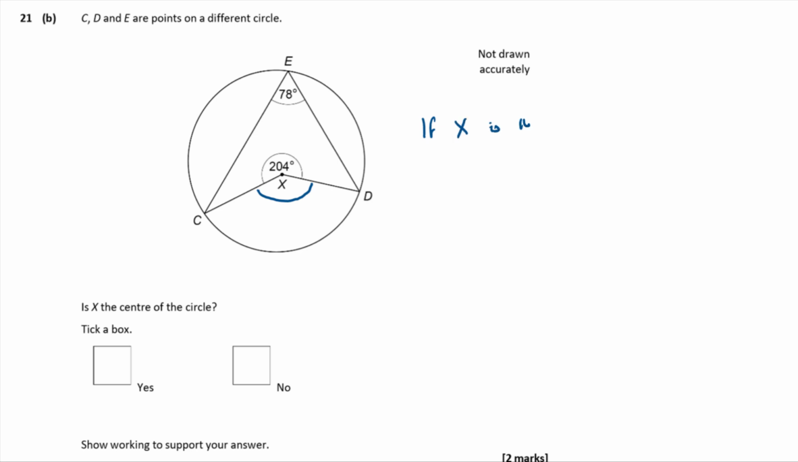Okay, so if X is the center, then the angle X is going to be two lots of the angle subtended at the circumference, CED. CED is 78, so that would make X 156. Okay, is that consistent with the other angle?